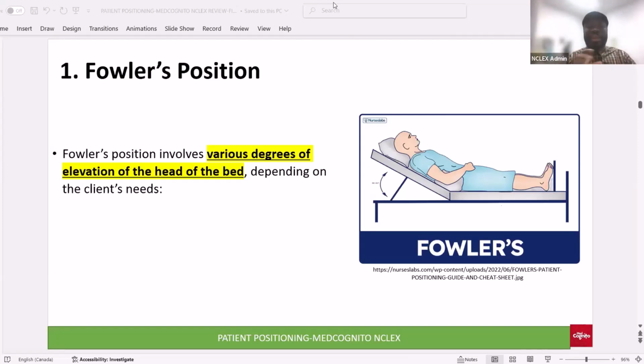Why do you need to learn about the Fowler's position? Fowler's position involves various degrees of elevation of the head of the bed. So the Fowler's position is just a broad term, and we're going to learn various types of positions. Now, what are the types of Fowler's positions we need to master?